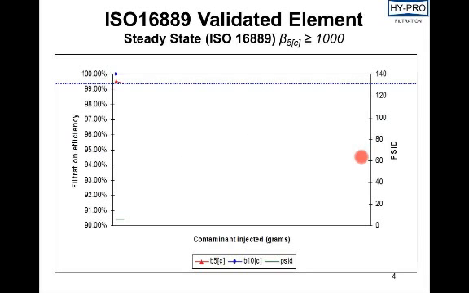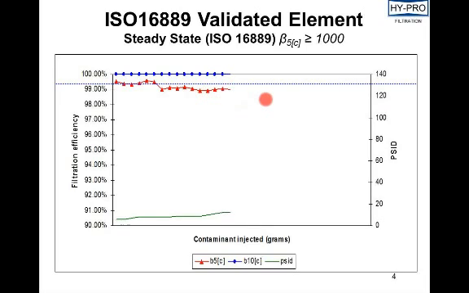This first graph gives us an idea of how an element that's validated to ISO 16889 actually performs in ISO 16889. We're looking at a beta 5 sub C of greater than or equal to 1,000. The red line is beta 5 sub C, and we see that throughout the test the efficiency is pretty steady even as the differential pressure starts to increase, which is what the green line is representing.